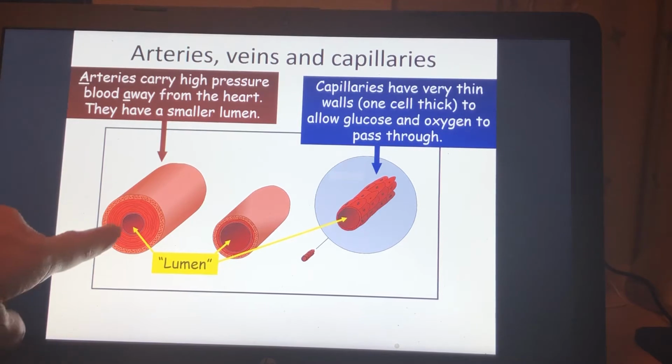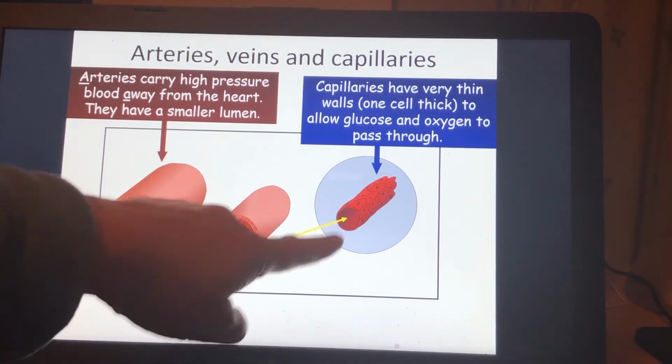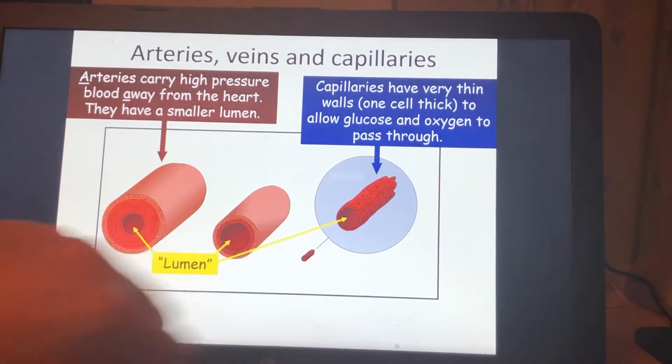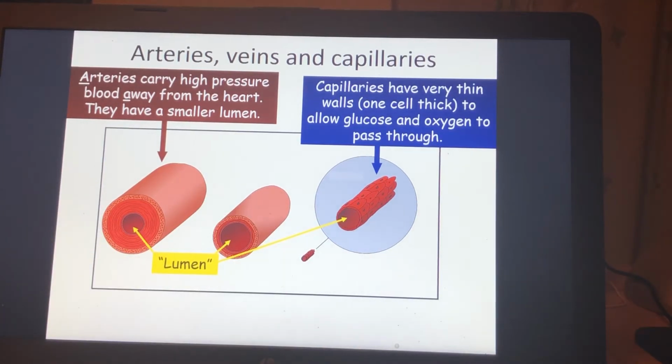Capillaries then. So the arteries divide up into lots of capillaries. They're tiny. Their walls are only 1 cell thick, and that's so that they will allow some things to pass through, things like oxygen and glucose, and we'll come to that in a bit more detail later on.